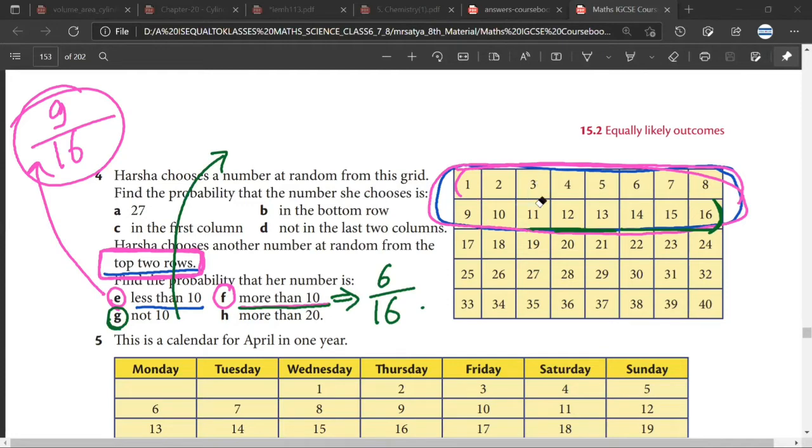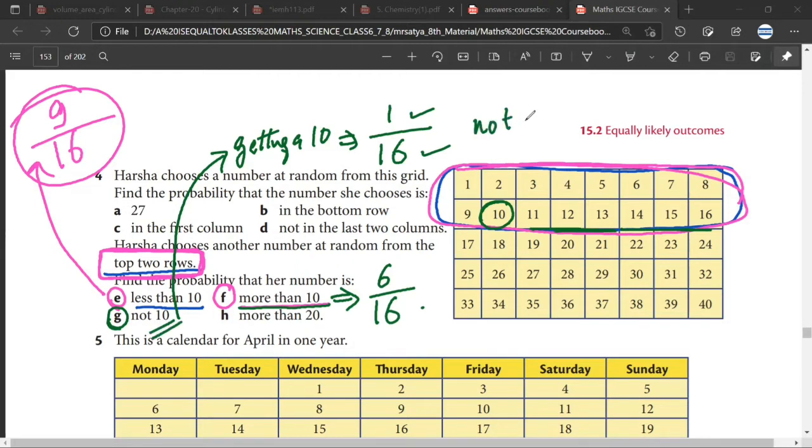Not 10. He doesn't want 10. Getting a 10. What would be the probability, Satya? So the probability would be 1 upon 16. Is it making sense? Yeah, sir. See, you want one number, but out of how many numbers? Out of 16 numbers. Any doubt? No doubt. But this is for getting a 10. So not getting a 10, the probability would be? 15 upon 16. Any doubt? No doubt, sir.